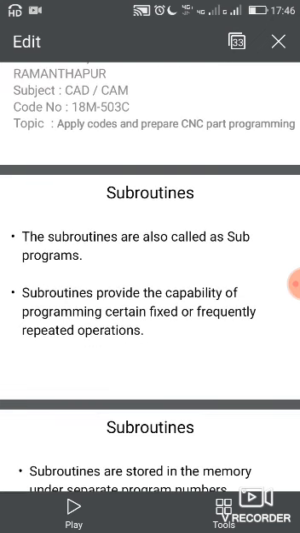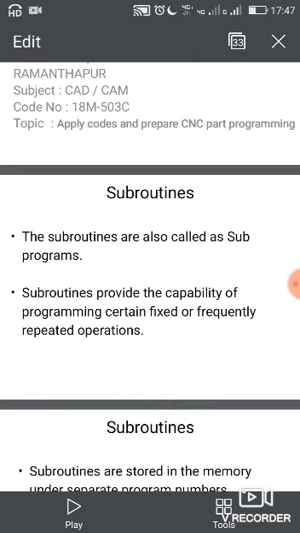So first, what are subroutines? What do you mean by subroutines? Subroutines are also called subprograms. Subroutines provide the capability of programming certain fixed or frequently repeated operations, meaning the same operations going on repeating. That is called a repeating operation.